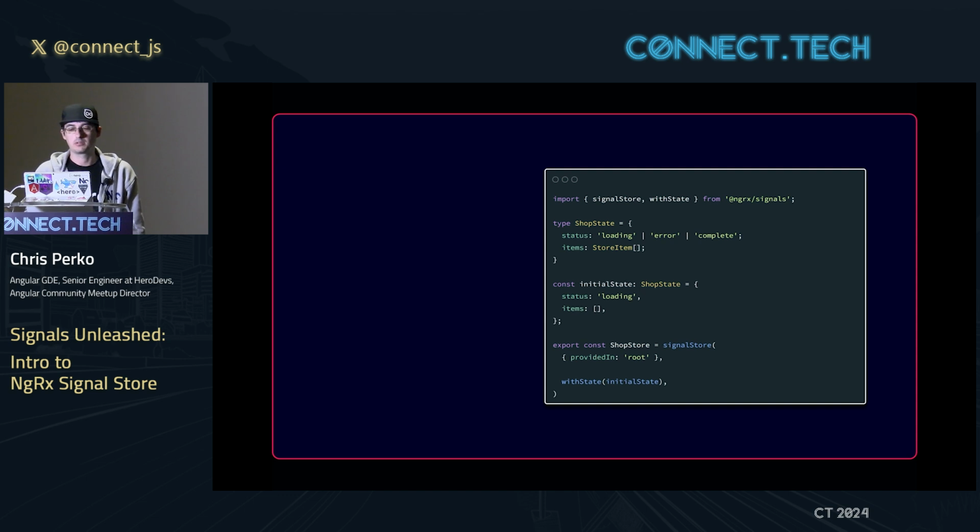And then we're going to use a signalStore function. The signalStore function returns an injectable class. So it's kind of interesting. It's using a functional programming way to return an injectable class that works with Angular. And in this case, we want it to be provided in root, so we have a singleton. So we just add this configuration object, providedIn root. And then we use withState to define our state, which is the status and the items.